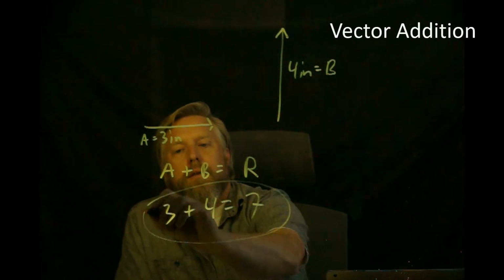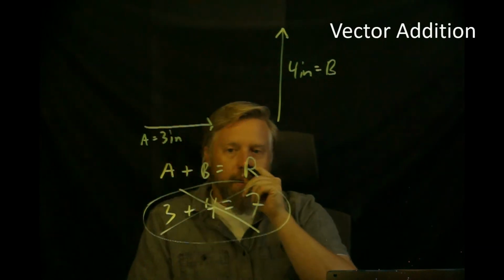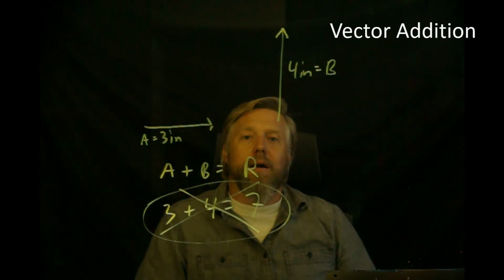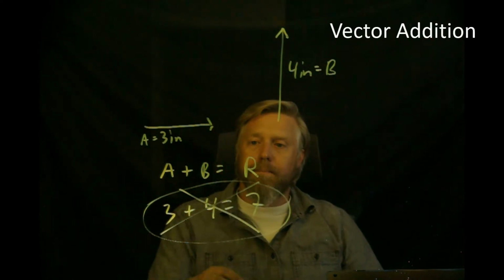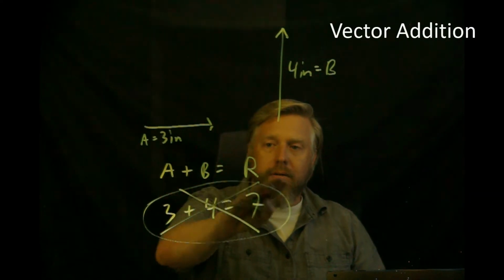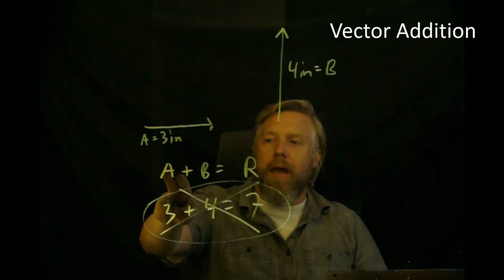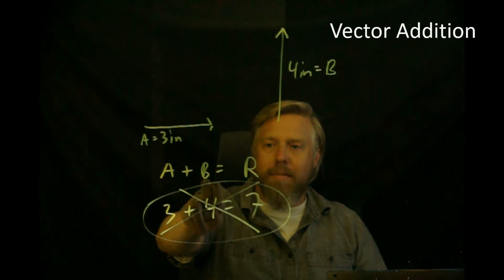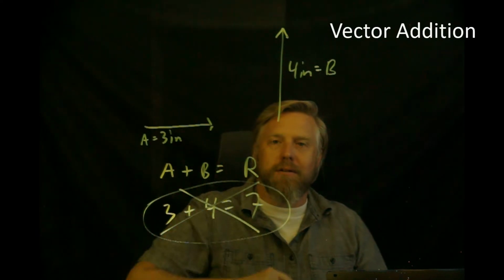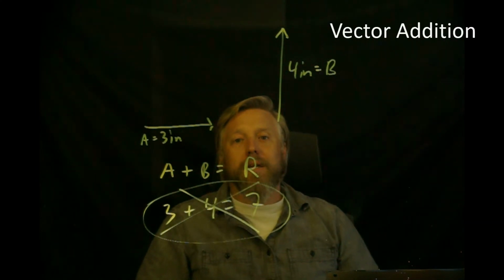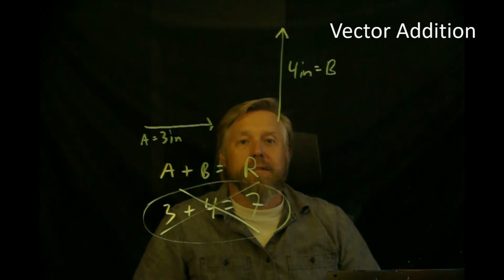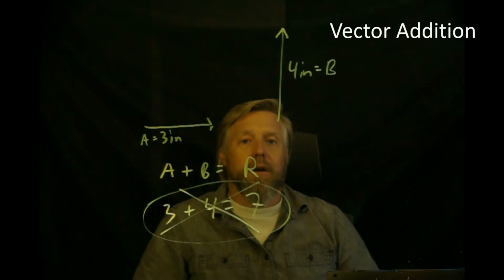Wrong. I made a big mistake, and it's a mistake I see on so many papers when students are just starting out. This equation is written incorrectly. I'm adding the magnitude of A plus the magnitude of B and saying that equals the magnitude of R. Well, it doesn't. Why? Because we can't add vectors in the same way we add scalars. Vectors do not always share the same direction.